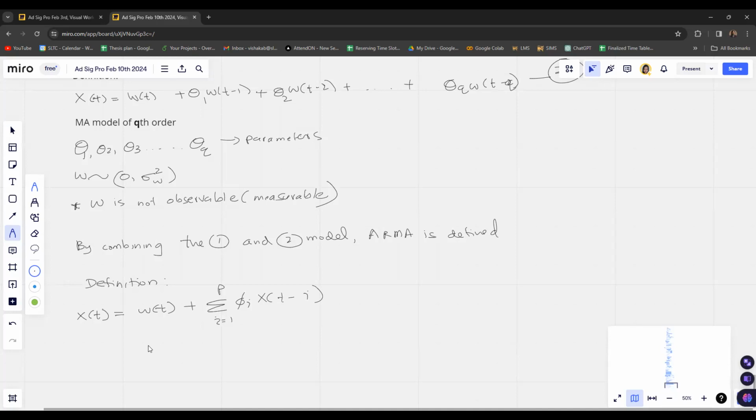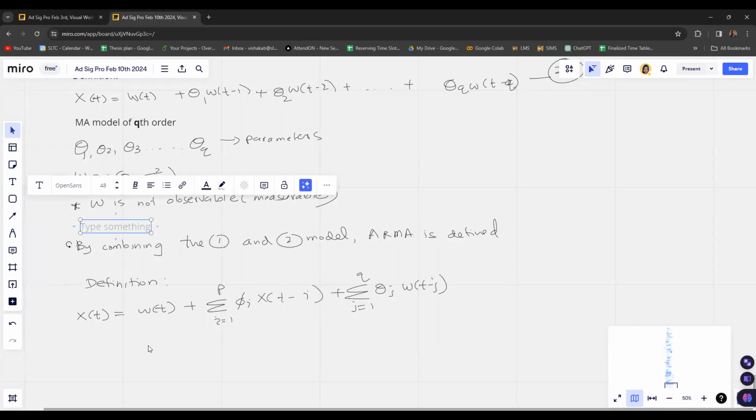So all the past values of x that we take, up to p values, p lags. And then we consider values of past white noise components up to q values, so theta j times w t minus j. So the noise components up to q lags we consider in here, right? So those are the things that we are using to define the ARMA model. So this is the definition of the ARMA model.